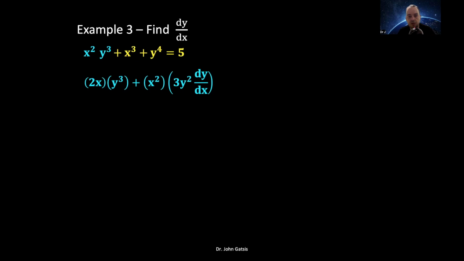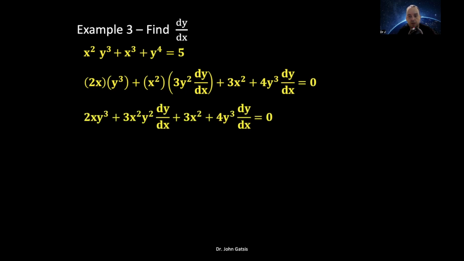Now on to the remaining terms, which are a bit simpler. The derivative of x to the 3 is 3x squared, and the derivative of y to the 4 is 4y cubed with a chain rule of dy dx. Of course, the derivative of 5, which is a constant, is 0. Now, there are several terms here, but 2 of them contain a dy dx. So let's just clean up all those brackets and organize a bit.